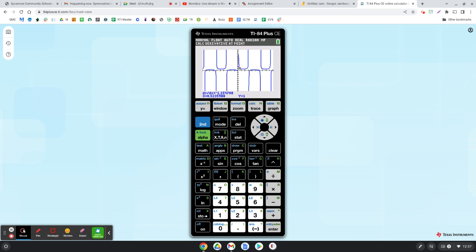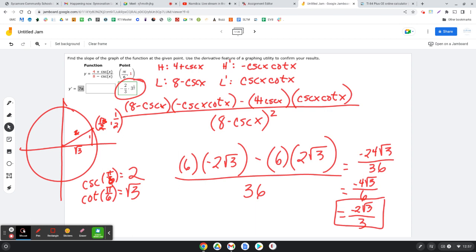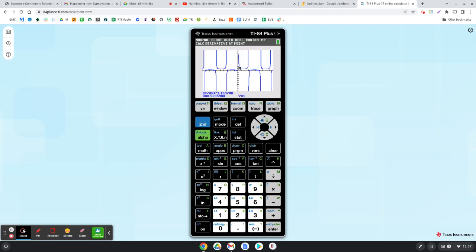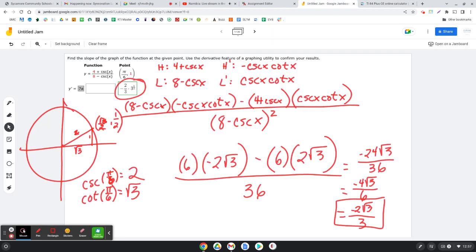Now, our answer was negative 2 radical 3 over 3. So what we want to do is see, does this equal negative 2 radical 3 over 3? Alpha y equals, enter. Negative 2 radical 3 over 3. Bang! Got it. Good question. I appreciate you asking it. Boom!